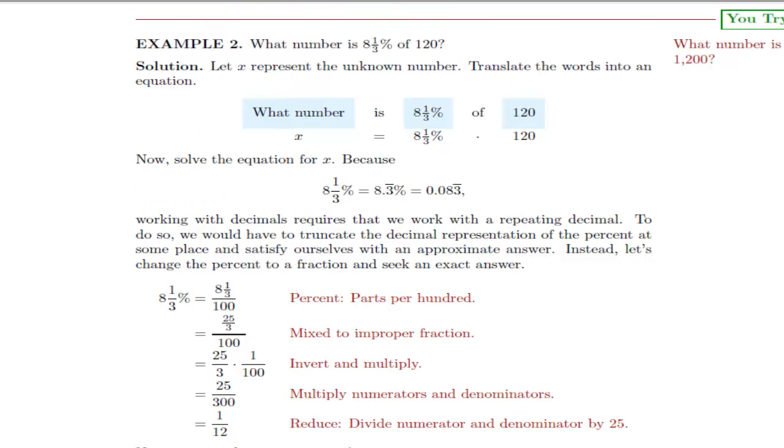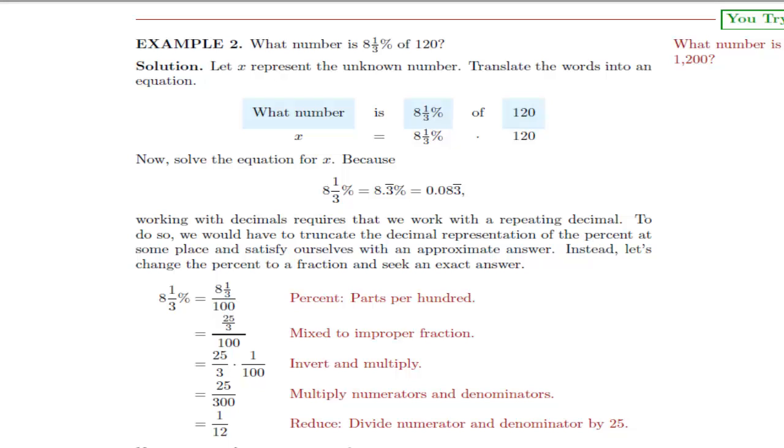Example 2. What number is 8 1/3% of 120? Solution. Let x represent the unknown number. Translate the words into an equation. What number x is equal to 8 1/3% of, or times, 120? Now solve the equation for x. 8 1/3% equals 8.3 with a bar over the 3%, which equals 0.083 with a bar over the 3. Working with decimals requires that we work with a repeating decimal. To do so, we would have to truncate the decimal representation of the percent at some place and satisfy ourselves with an approximate answer. Instead, let's change the percent to a fraction and seek an exact answer.